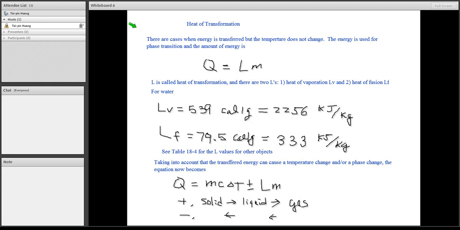So the next one is called the heat of transformation. Previously we discussed that when there's a temperature change, then there's a heat flow. Now, this slide will focus on when there's a heat flow that does not necessarily raise the temperature. So there are cases when energy is transferred, but the temperature does not change. So where does that energy go when there's an energy transfer, but it does not go into raising the temperature?